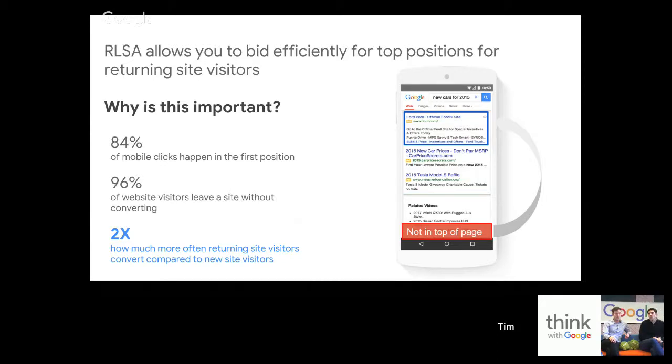So, looking at this slide, it summarizes what we just talked about, through some figures, where RLSA allows you to really bid efficiently for the top positions for returning website visitors. And here, the example of mobile is even more applicable. We're now looking at mobile more than we ever have.